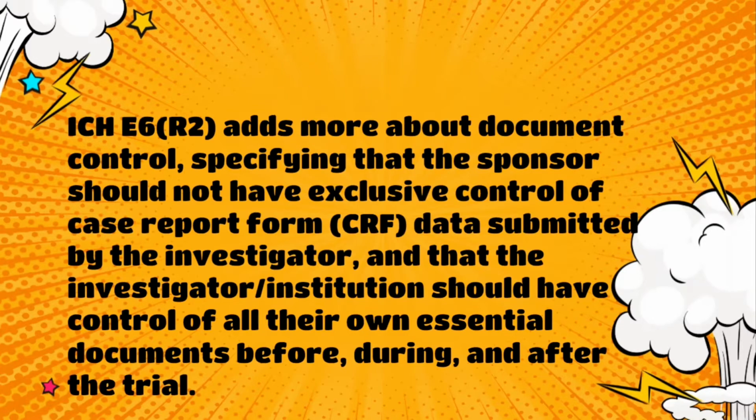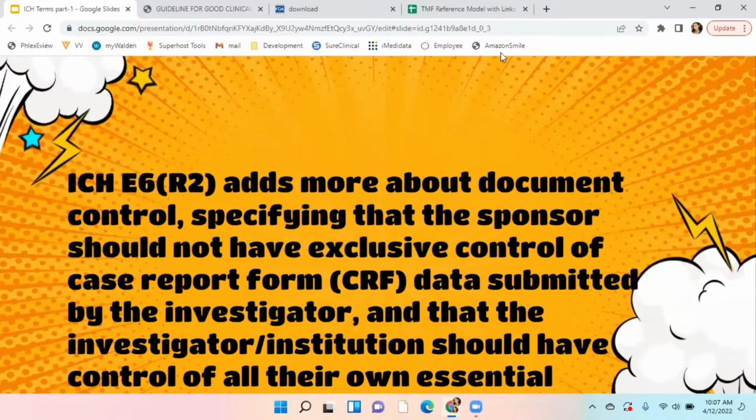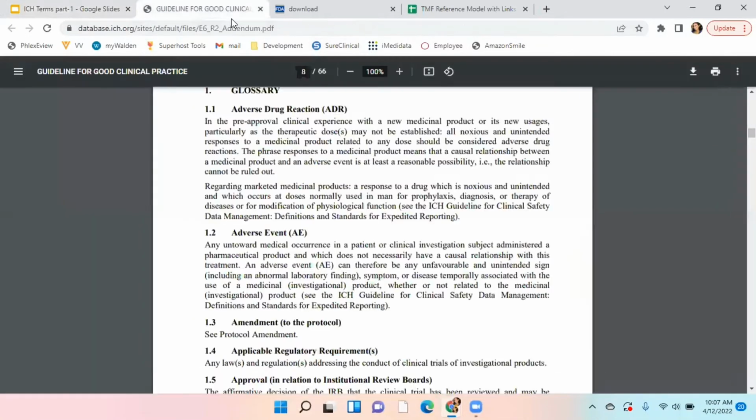This second version talks a little more about document control, which is interesting because that's TMF. That's what we do. They talk about a certain type of document called the case report form, and also about essential documents. And we'll see there are little addendums to the document. So I will jump into it.